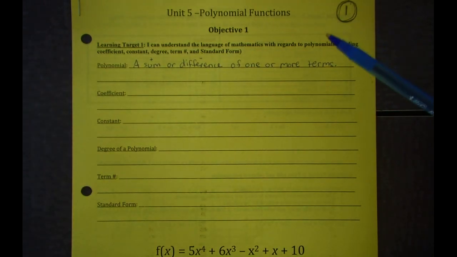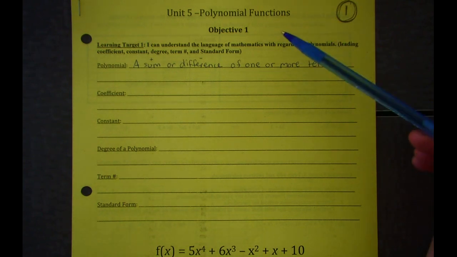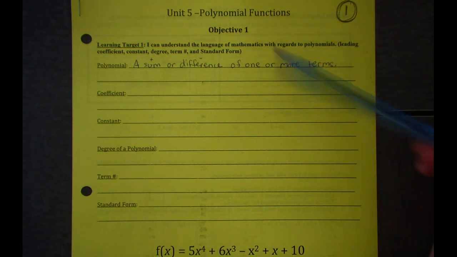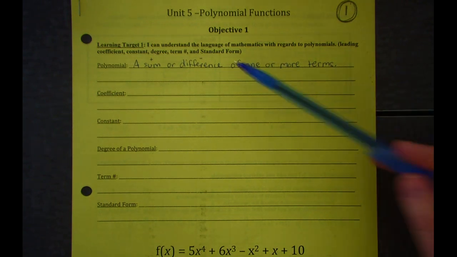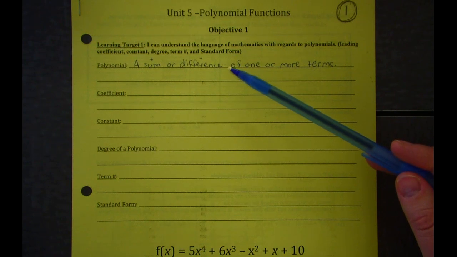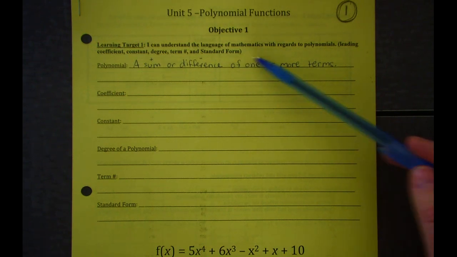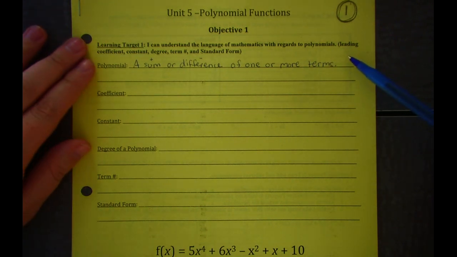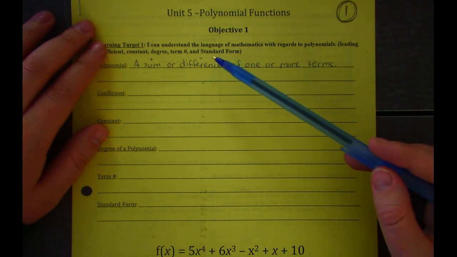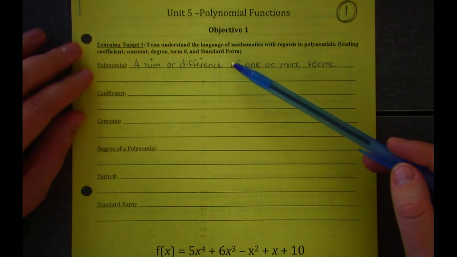Today we're going to start Unit 5, which is all about polynomial functions. The first objective is just talking about different aspects of polynomials so that we can talk about them with the correct vocabulary and also just being able to do basic things with polynomials. Learning Target 1, which is what we're going to talk about today, says I can understand the language of mathematics with regards to polynomials. So this is talking about being able to use terms such as leading coefficient, constant, degree, number of terms, and standard form.